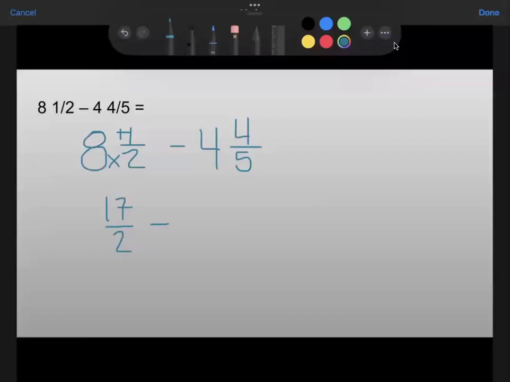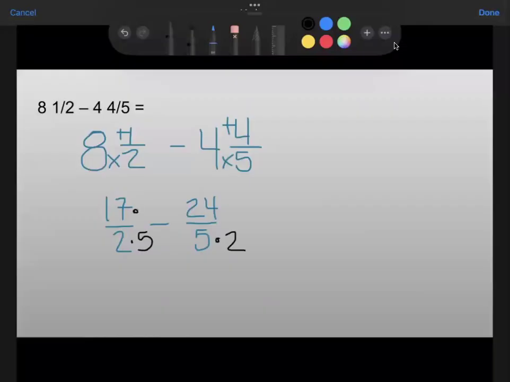Keep the minus in between. Then I'm going to go ahead and keep 5 as the denominator for the second one. 5 times 4 is 20, plus 4 is 24. So this is what I have so far. Now I have to change them so that the denominators are the same. So that means I'm going to have to multiply 2 times 5 and 5 times 2, because I can't multiply 2 times something to get 5.